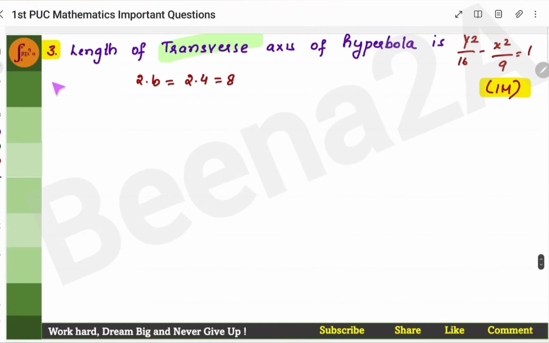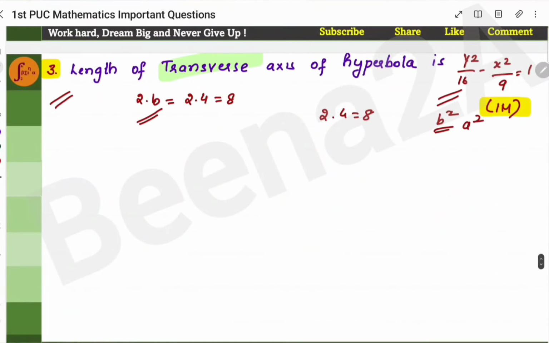So suppose here this is another problem where you have to find the length of the transverse axis. But the hyperbola is given this way, y square by 16 minus x square by something, so this becomes your b square and this becomes your a square. In this case, the transverse axis is 2 times b, which is 2 times 4, which is 8. So these kinds of 1 markers are very simple, right? Practice these.